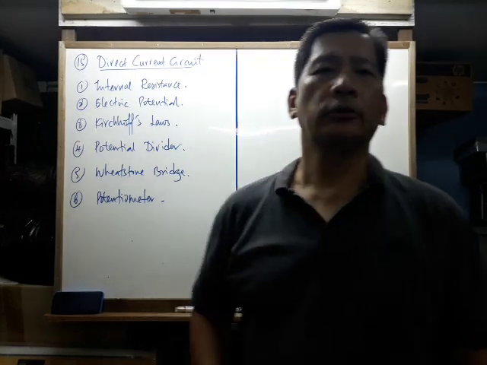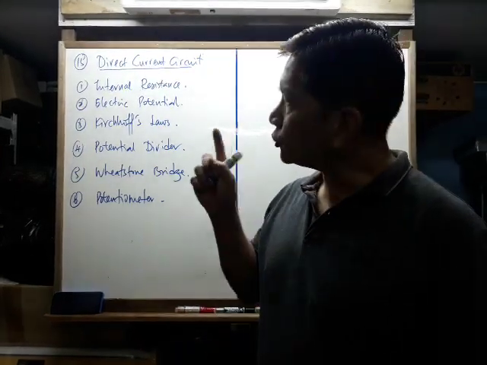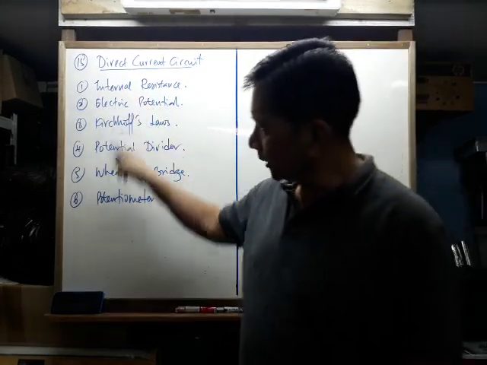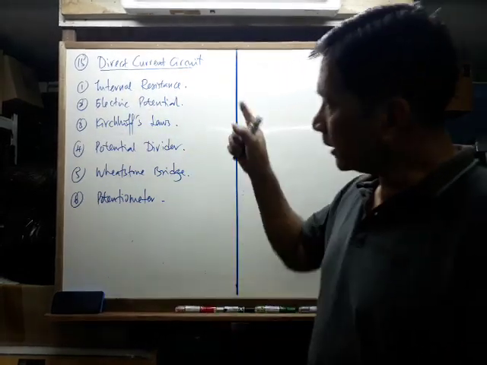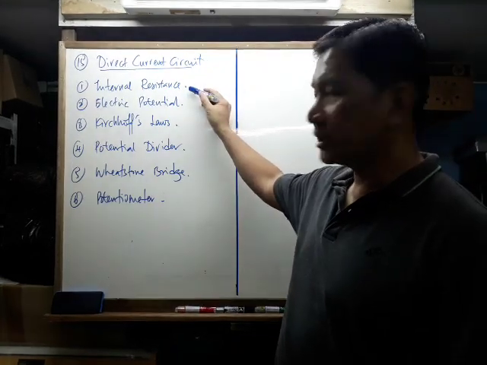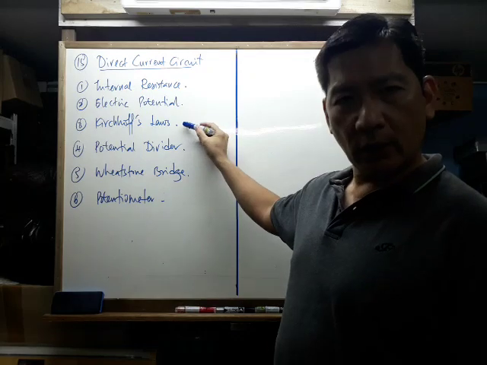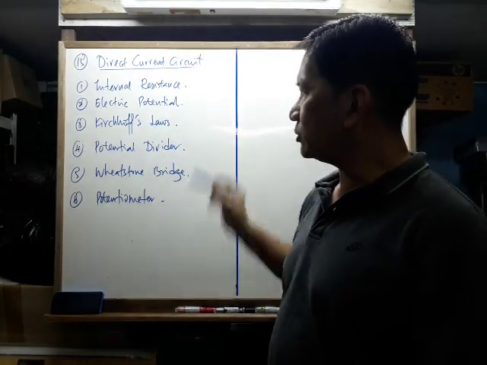Hello, good morning. Today, we're going to look at chapter number 15, which is direct current circuit. Under direct current circuit, we have altogether 6 subtopics. Number 1 is internal resistance, which exists in the battery, electric potential, Kirchhoff's law, which is quite difficult in this topic, and then potential divider.